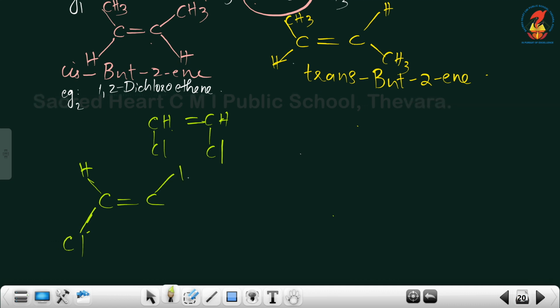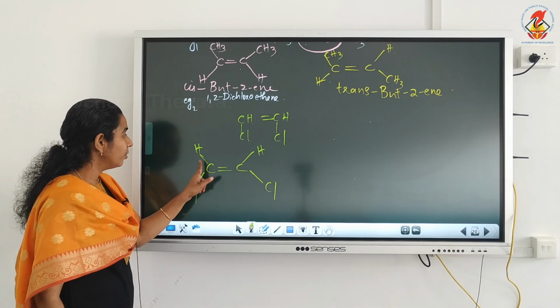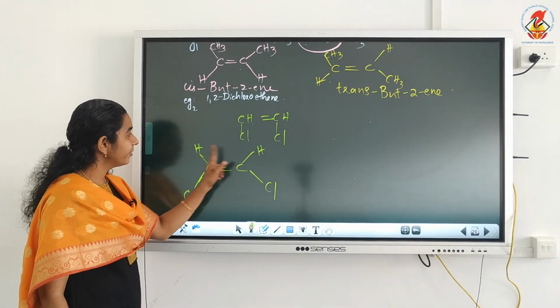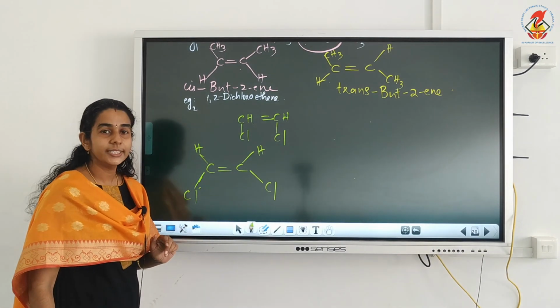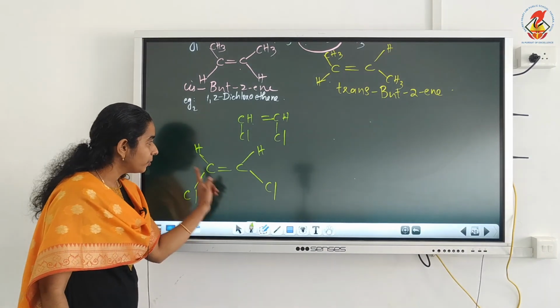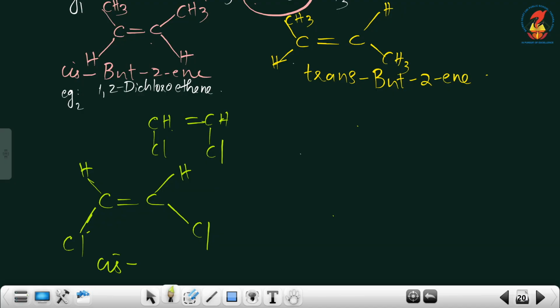On this carbon also one hydrogen and one chlorine. So look at the structure. Which are the similar groups present? Hydrogen, hydrogen same, chlorine, chlorine same. Now here similar group on same side. So this is cis 1,2-dichloroethene. And which is the trans isomer here?